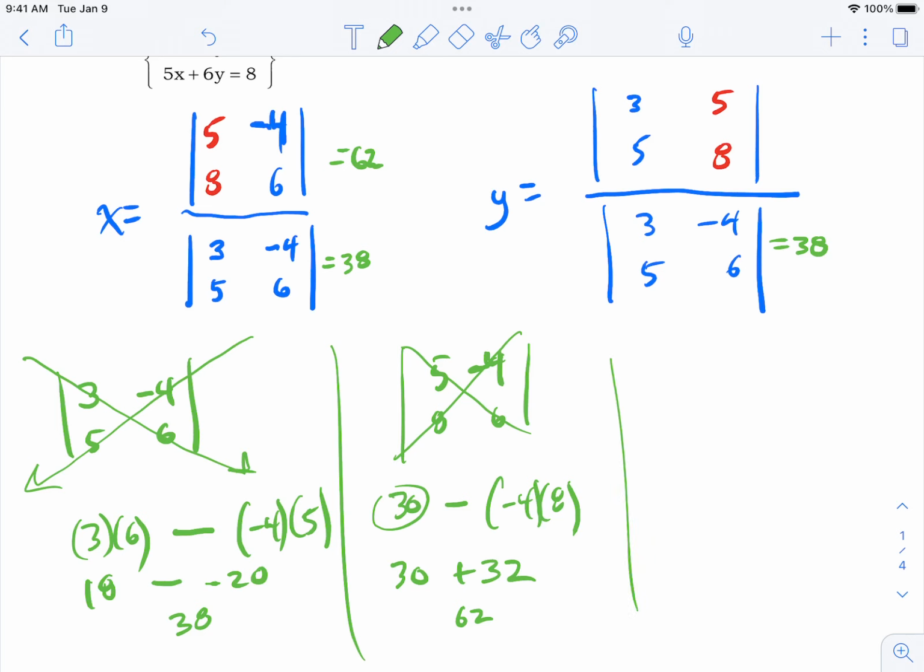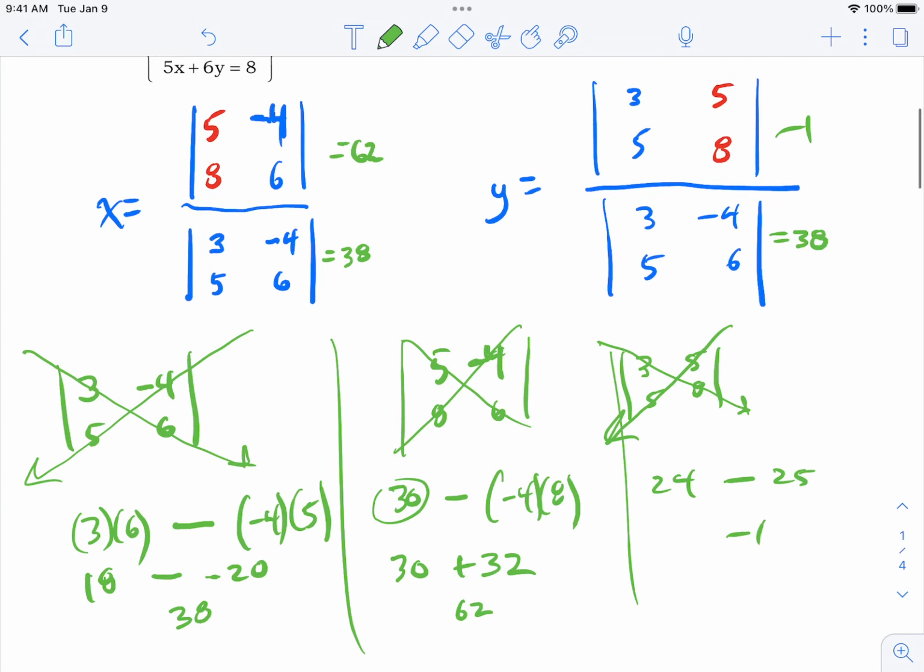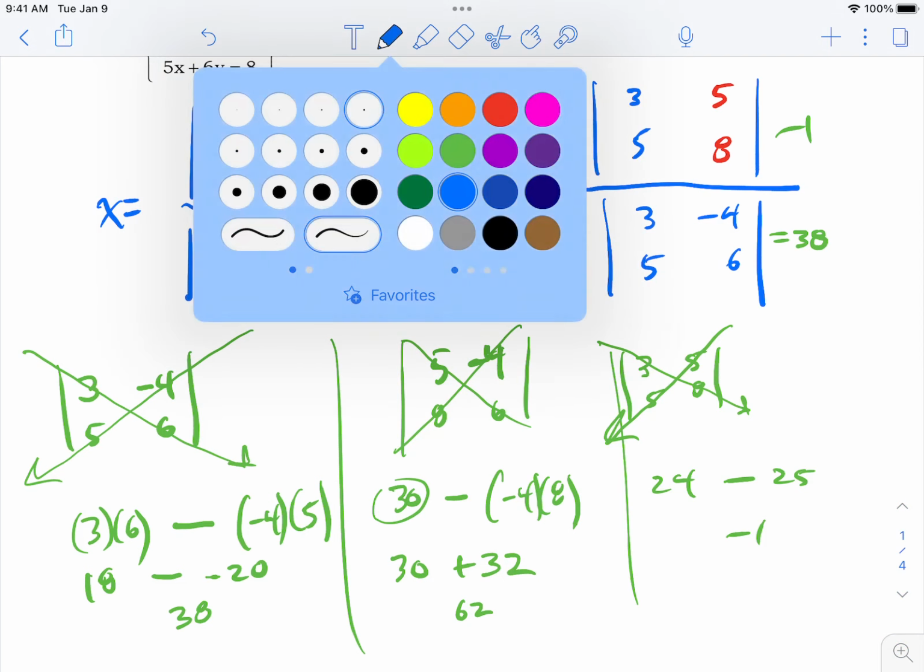One more determinant. So just taking this one, 3, and then to get like this, right? Okay, so again, once more. 3 times 8 is 24, minus, and then in this case, 5 times 5 is 25, so we're getting a -1. Huh, how do you like that? Okay, so what are our answers then? I guess I'll go back to blue.